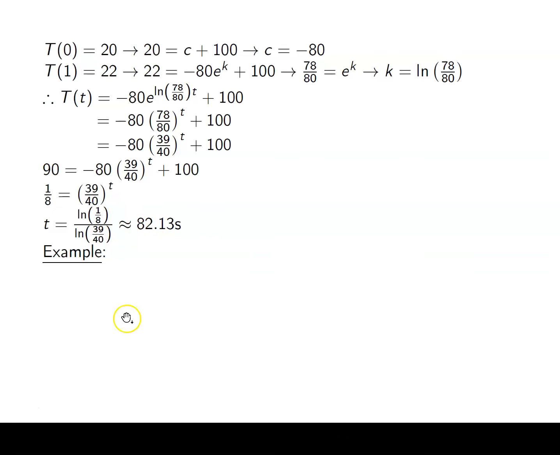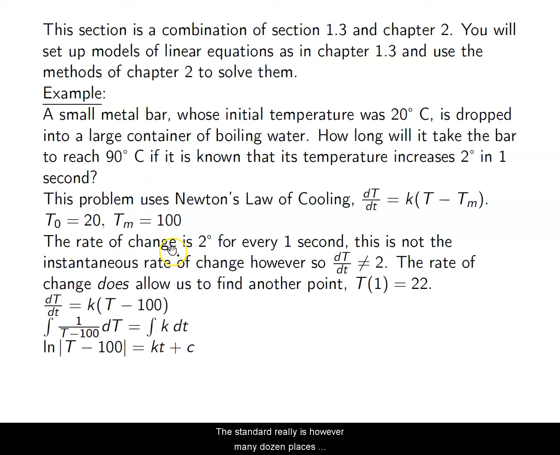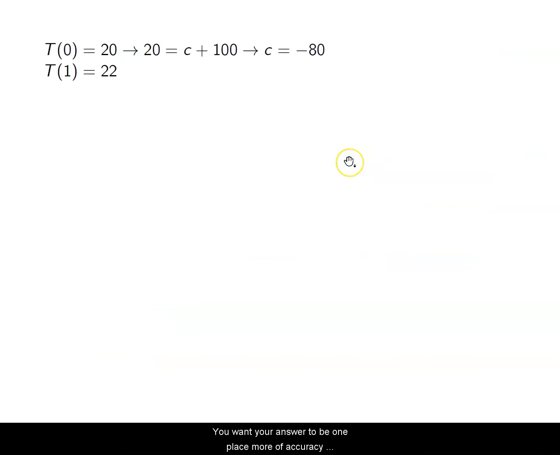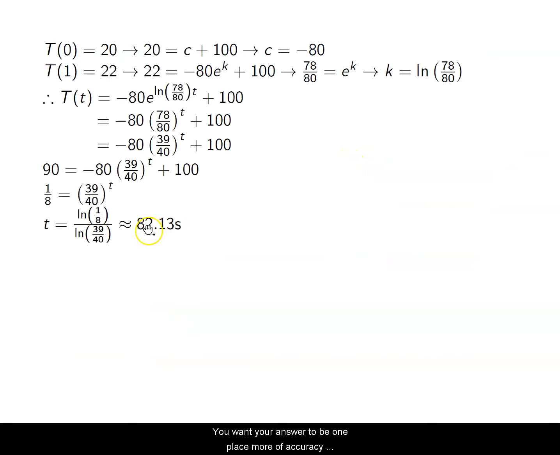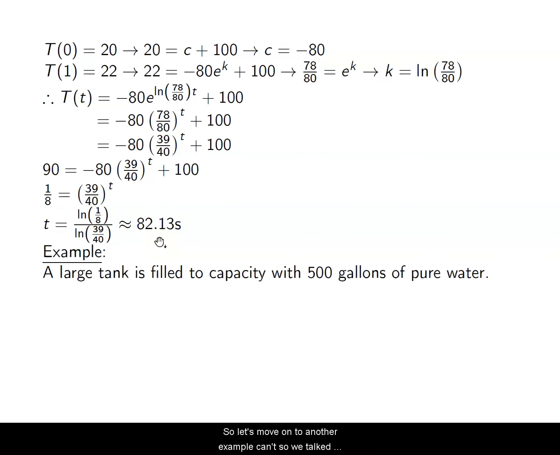Okay. All right. So reflecting back on decimal places real quick, the standard really is however many decimal places you're given. In this case, none, right? You want your answer to be 1 place more of accuracy. So since we were to the ones place, we would want accuracy at least to the 10th place. If you give me 1 extra, that's relatively safe. Okay, so that's really the standard. So let's move on to another example.